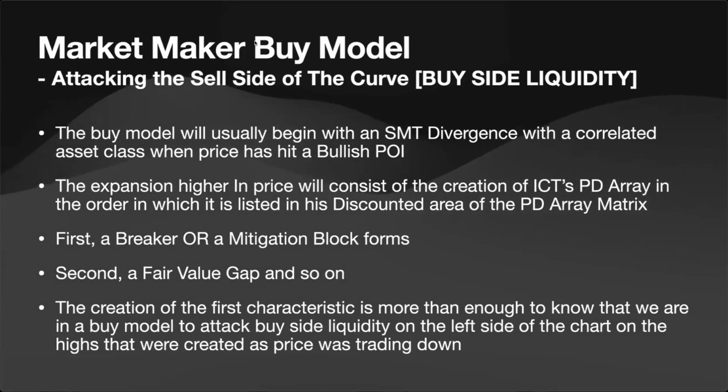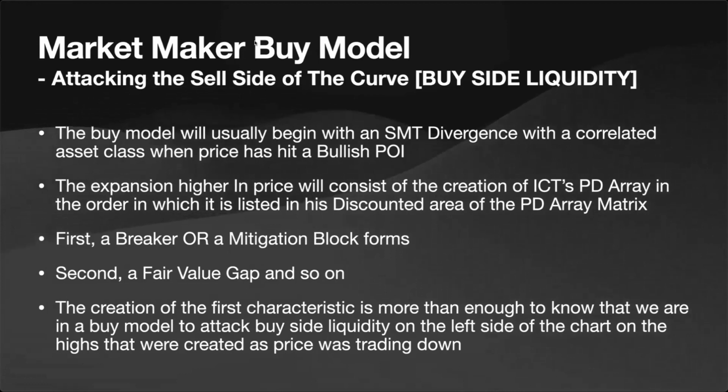So this is how price will create these POIs, and they must be created. First a breaker or a mitigation block, depending on how the SMT forms, and second a fair value gap, so you can get in on the reaccumulation, and then of course we'll attack buy side liquidity. The creation of the first characteristic is more than enough to know that we are in a buy model to attack buy side liquidity on the left side of the chart, on the highs that were created as price was trading down. So when the breaker or mitigation block forms, you see whether there's SMT, boom, boom, boom, you have a buy model.